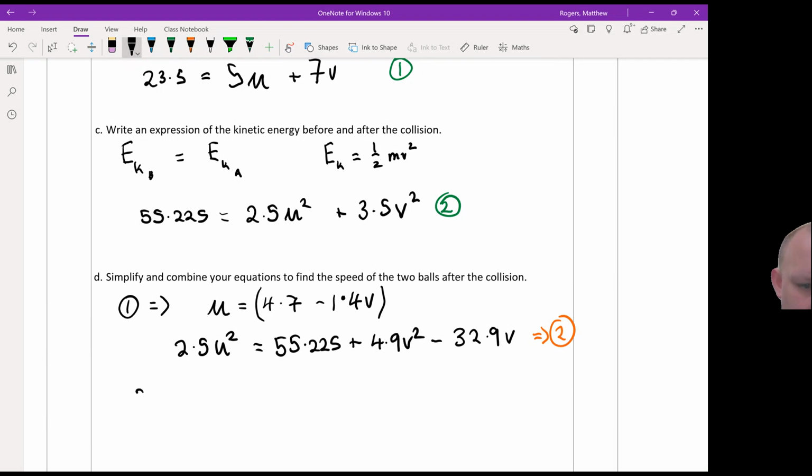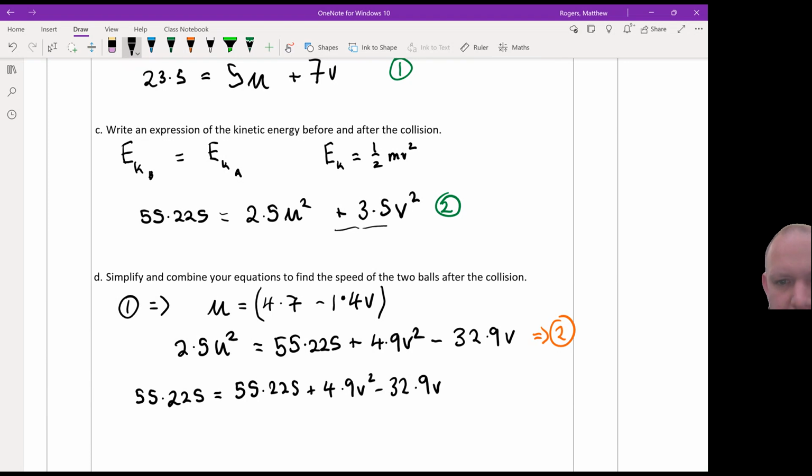When we do that, we get 55.225 is equal to 55.225 plus 4.9v squared minus 32.9v. And then an easy mistake to make at this point is to forget the last term here, so plus 3.5v squared. Immediately, we can say that these two terms are equal to each other.